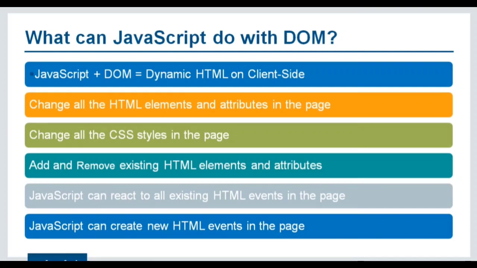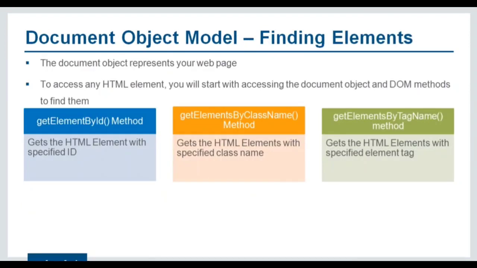We can change all the styling of all the elements. We can add and remove existing elements in the HTML. JavaScript can react to all existing HTML events in the page. So it has access to all the elements in the page, and it can create its own new elements as well. Now to work with all these elements, understand that elements are input box, buttons, option box or drop down, or some paragraph, or anything that is there in the body.